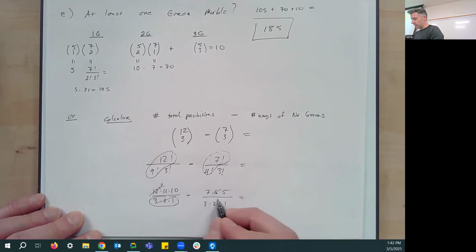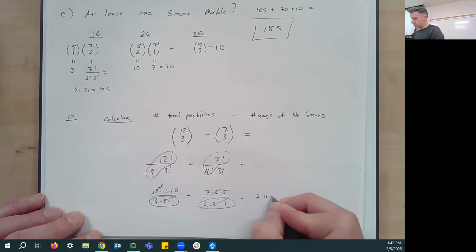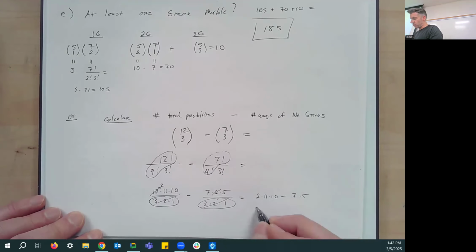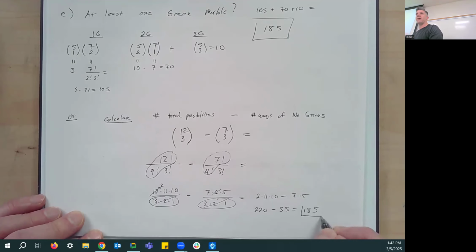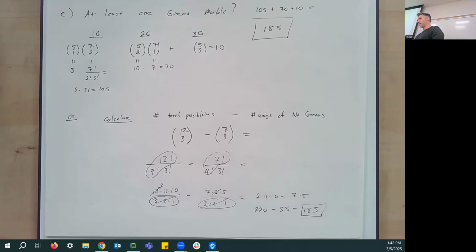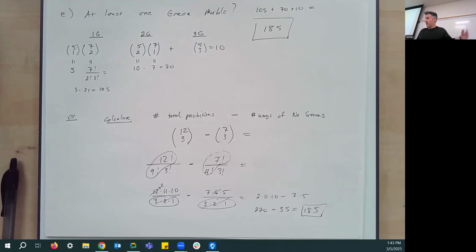And the 6 cancels here with that 6. So I have 2 times 11 times 10 minus 7 times 5, which is, let's see, 11 times 10 is 110, times 2 is 220, minus 35, which is 185. How about that? Got the same answer. So the point of this example really is to point out that when you're trying to calculate something, it is often easier to calculate the thing you don't want and subtract it from the total as opposed to calculating all the things you do want and adding them together.